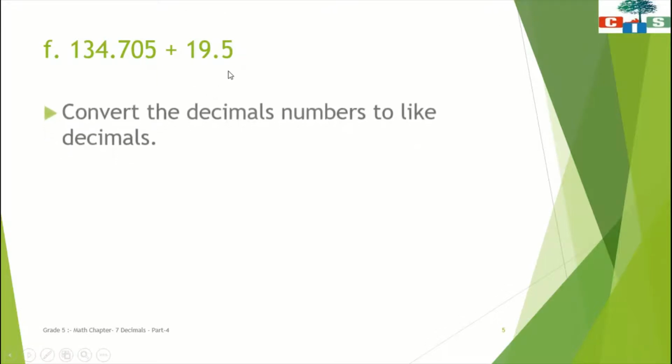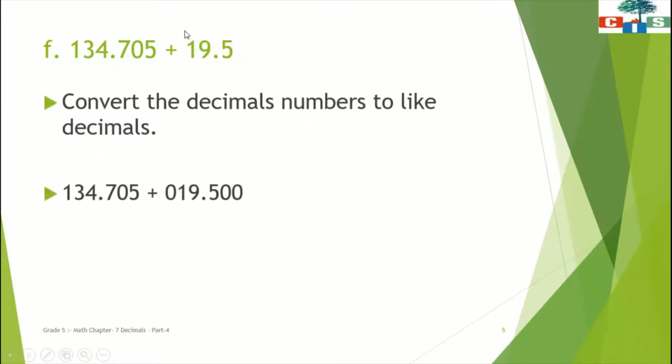So what we need to do, we need to put zeros. How many zeros do we need to put? We need to put 2 zeros, because we have a maximum of 3 decimal places. Here I have put 2 zeros. Now I have converted these unlike decimal numbers to like decimal numbers.